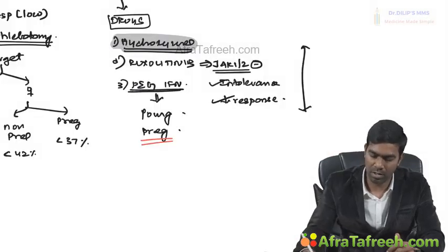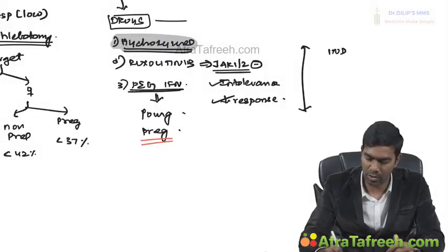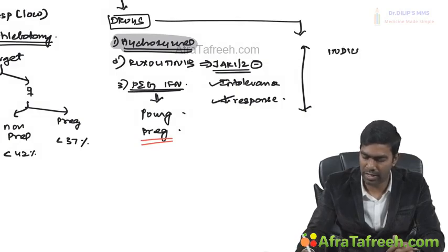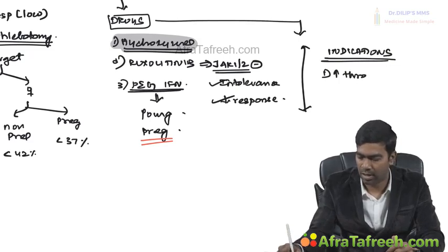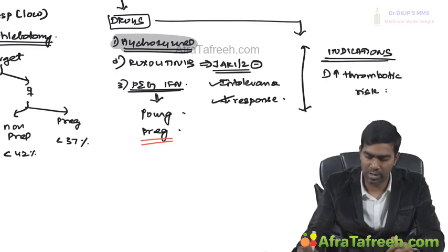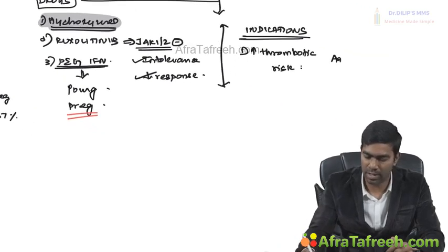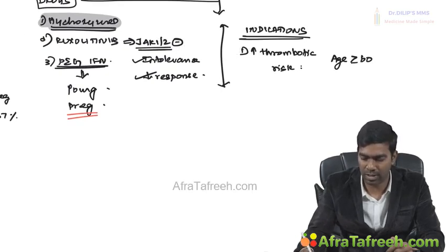So apart from that, overall, what are the indications for these drugs? That's what I want. What are the indications to use any of these drugs in the first place? The topmost indication is going to be increased thrombotic risk. Increased thrombotic risk is something very simple. Only two kinds of patients are at increased thrombotic risk. One is if the patient is elderly, more than 60 years, or the patient has a prior history of thrombosis already.